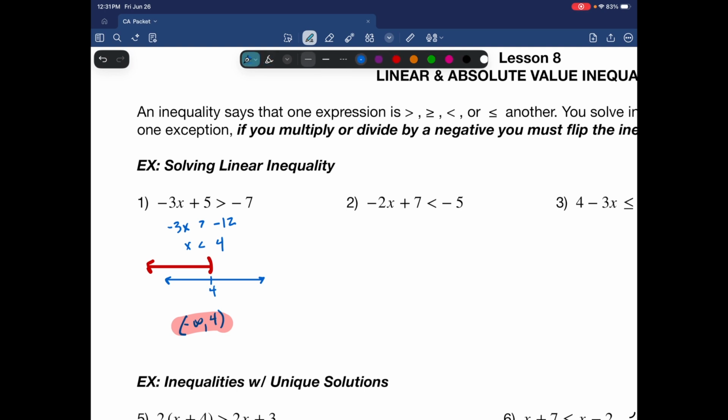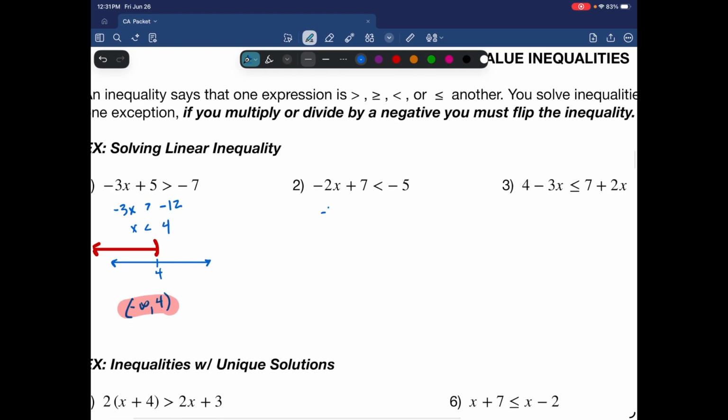So let's keep going. On number 2, I got negative 2x. I'm going to subtract the 7, and that's going to give me negative 12. So I'm going to divide by negative 2, and since I'm dividing by a negative, I got to flip my inequality, and that's going to be greater than 6.